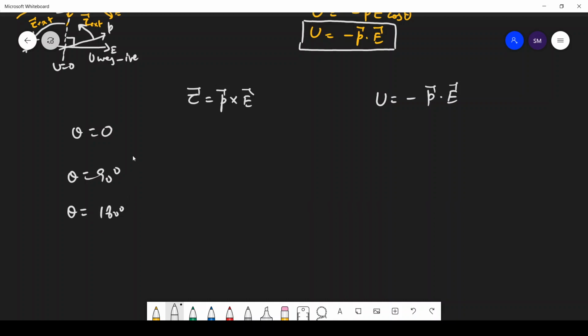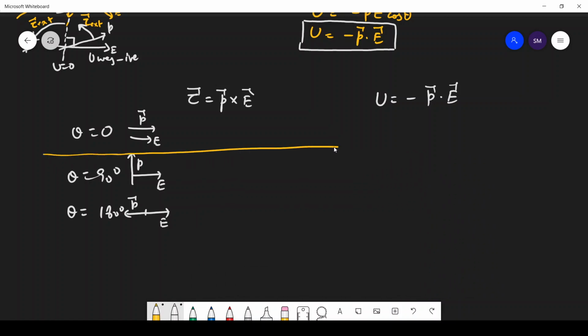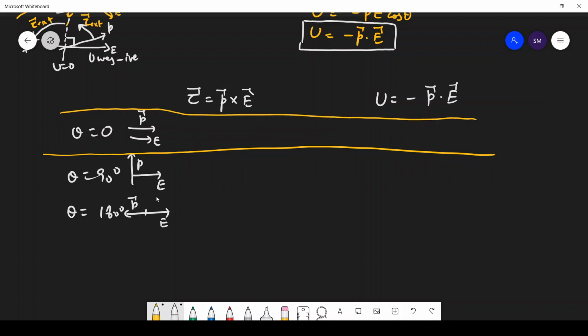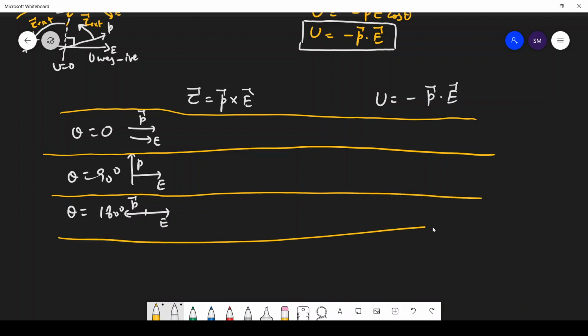180 degrees. Theta equal to 0 means this is P and this is E. Theta equal to 90 degrees means this is E and this is your P. At 180 degrees, this is your E and this is your P. So what will be the value of tau and potential energy at these angles?